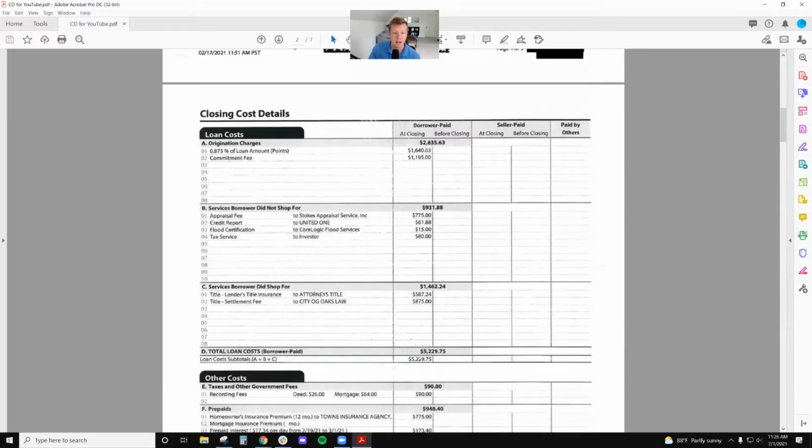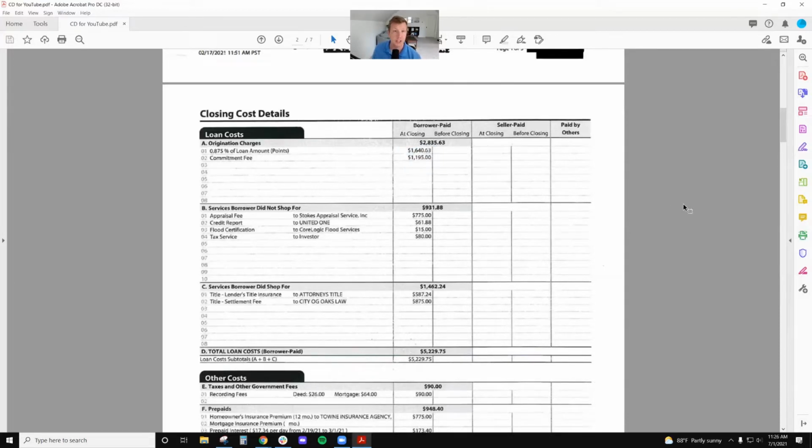So first, of the $5,000 of lending costs, we have $2,800 of origination charges. Now, what are origination charges? Origination charges are like pure profit to the bank. They're typically negotiable. In this example, they paid $2,800 of origination costs.